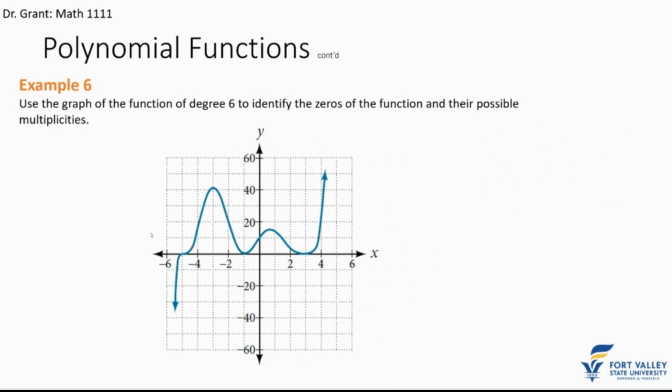Now let's look at another example just quickly. Let's look at this behavior that we have. Here, it's not really flat, right? So at x equals -5, it's not really flat. Actually, it just goes through, because it should be a little bit more flat than this to give us an odd multiplicity.